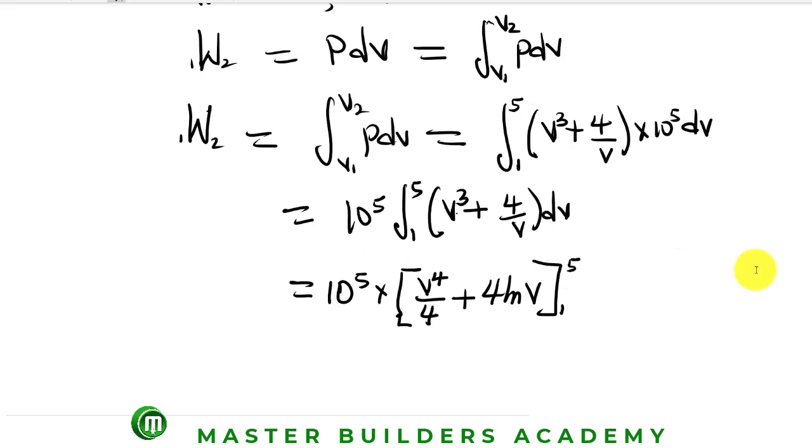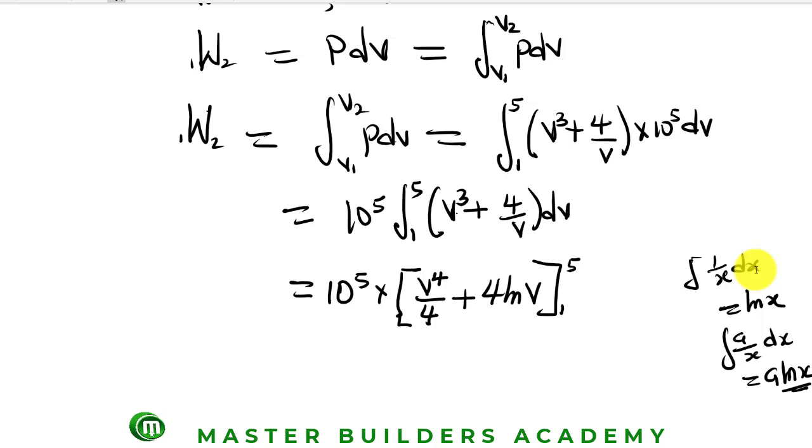Remember, let me show you something here. If you have the integral of 1 over x dx, the answer is ln x, right? So in the same way, if you have the integral of a over x dx, when you integrate, you have a ln x. If this is correct, that is how we get the integral of 4 over V as 4 ln V. If you understand what we have here so far, then remember that this is just a hint box to help you. All right, now we'll come back to the question.